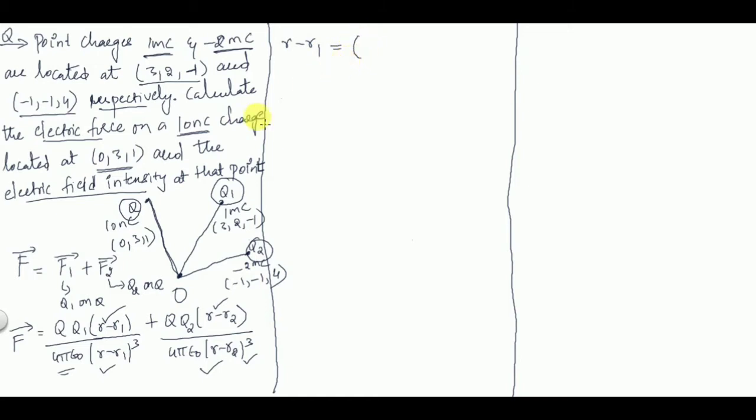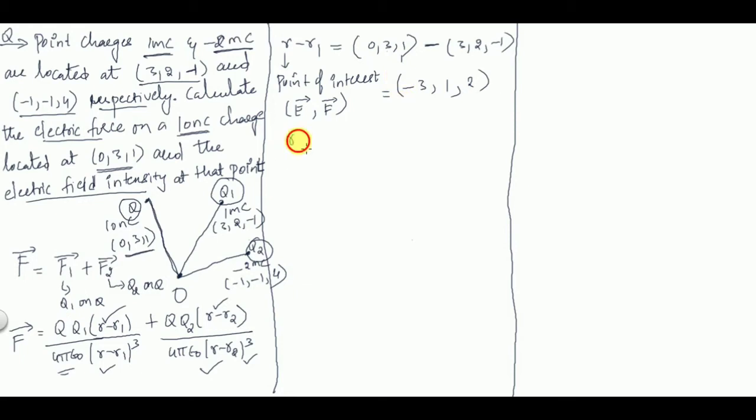So what is r? r is the position of the point charge from the origin, which is (0, 3, 1). This r is always the point of interest, that is the point where you are finding the electric field intensity or force. Okay, minus r1. r1 is (3, 2, -1). So if you take the difference, it will be minus 3. 3 minus 2 is 1. 1 minus of minus 1 is 2.